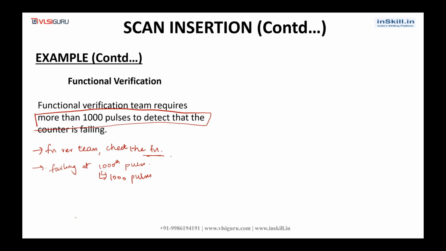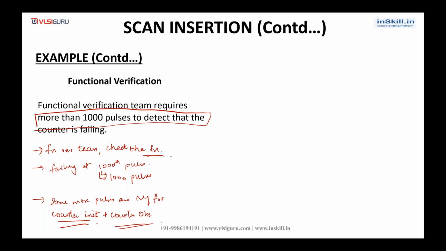And also some more clock pulses are required for counter initialization and counter observation. Counter initialization is to bring the counter to the initial state. And counter observation is nothing but reading the output of the counter.